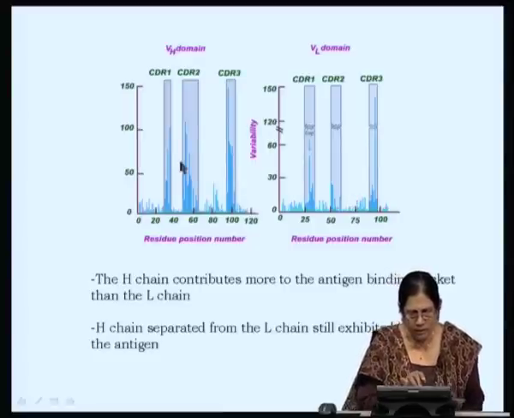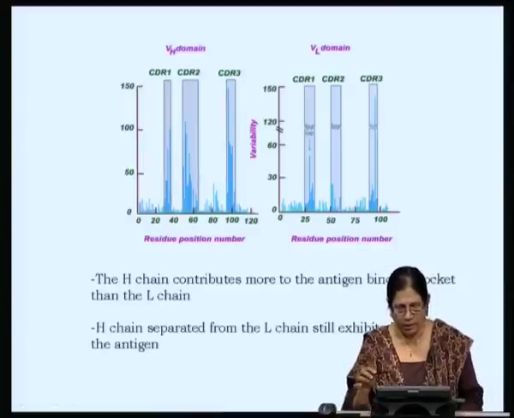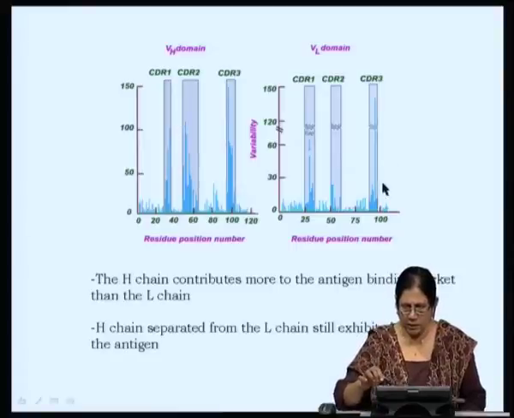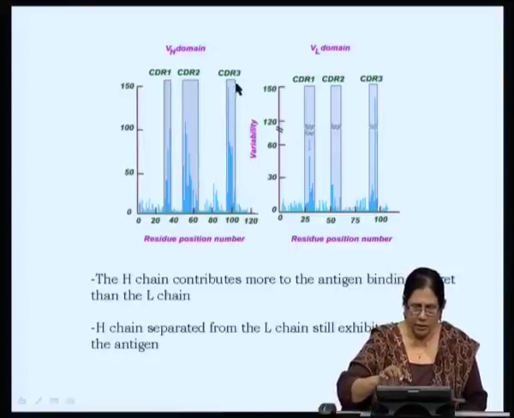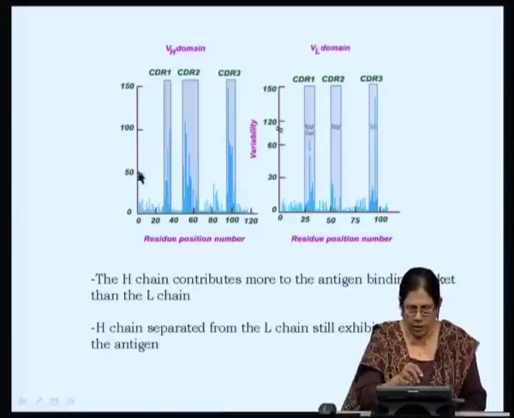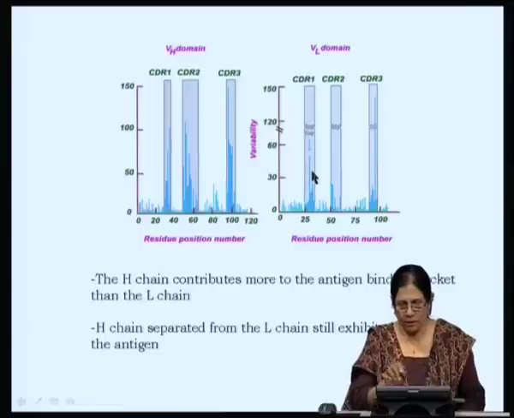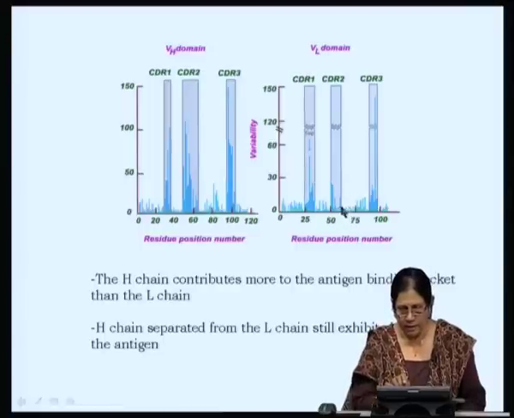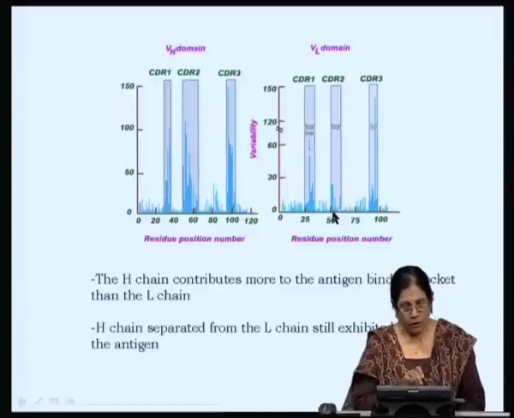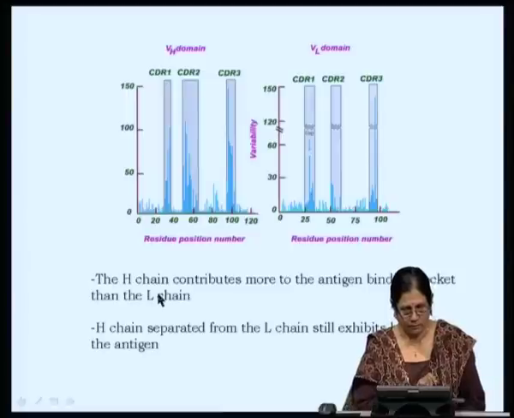Now let us look at the heavy and the light variable domains, and you can see immediately that in both cases the CDR3 is most variable, and overall the heavy chain domain is much more variable than the light chain domain. The CDR2, for example, of the light chain contributes minimally to the antigen binding pocket. So, the H chain contributes more to the antigen binding pocket than the L chain.